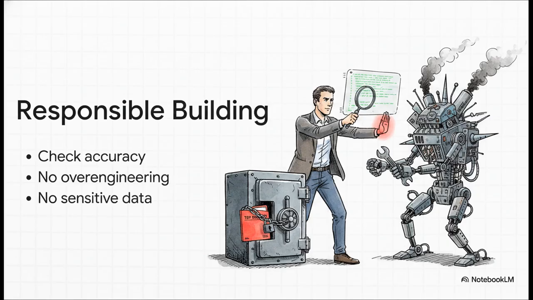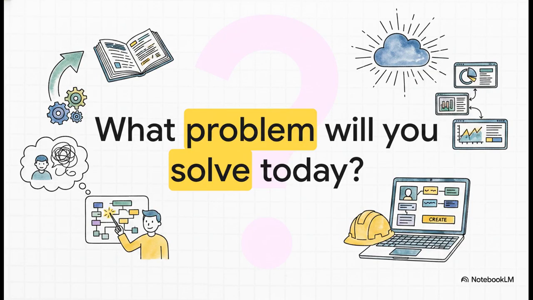Second, if the AI starts adding crazy features you didn't ask for, rein it in and tell it strictly not to over-engineer. And finally, this is a big one. Never include sensitive, confidential company information when you are building or testing these apps. Safety first, right? So, we've covered a lot of ground today.